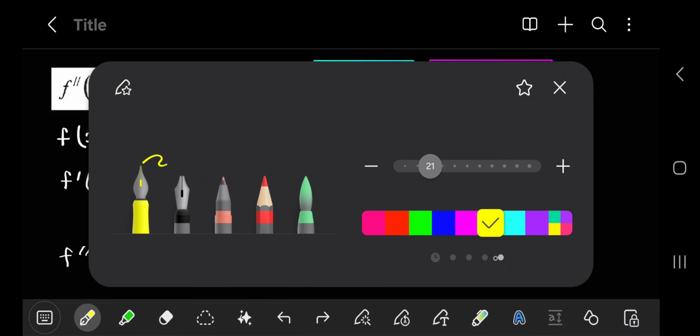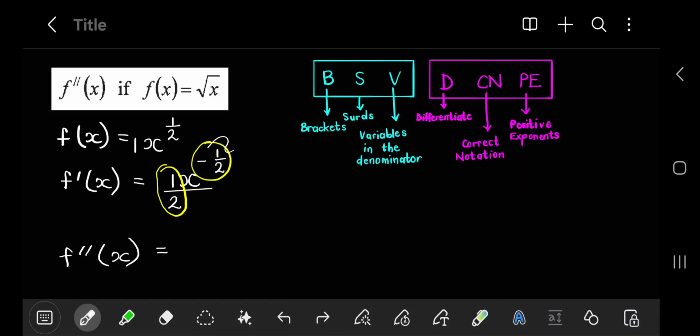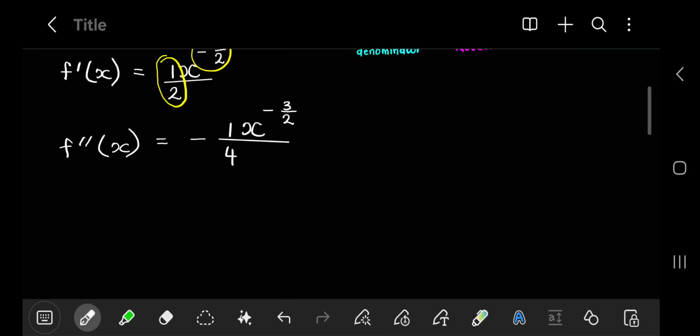Now let's follow through with the step. We are taking the exponent multiplied by the coefficient. So negative a half times positive a half gives you negative 1 over 4. We are now going to minus 1 from the exponent, so negative half minus 1 gives you negative 3 over 2. So this is our second derivative. We have used the correct notation. We have f double prime x, and now we need to make sure that we've got positive exponents only.